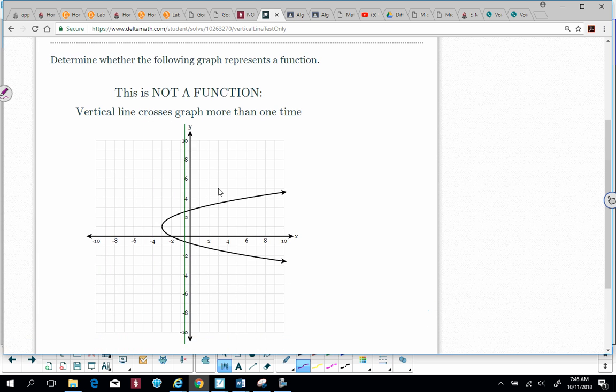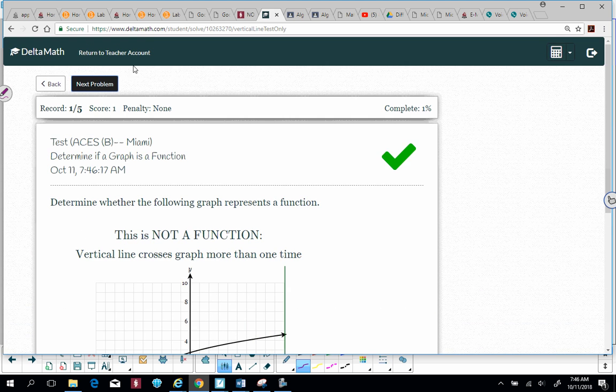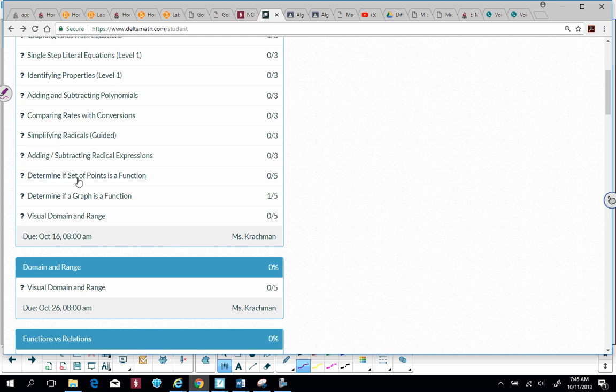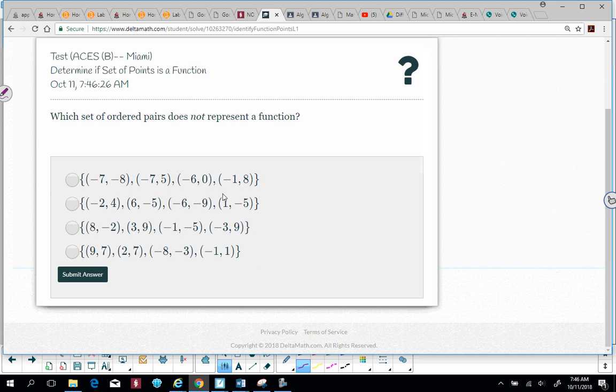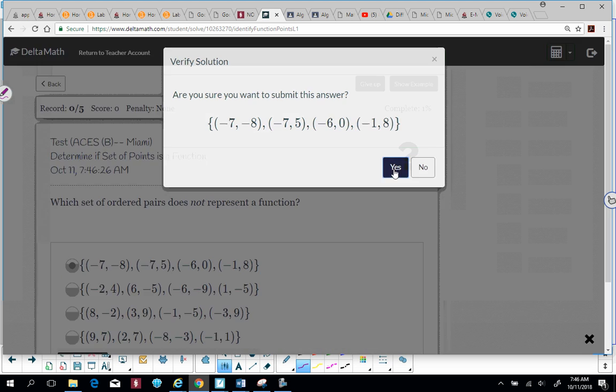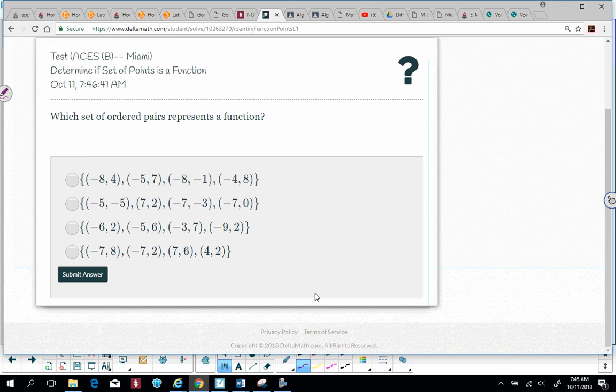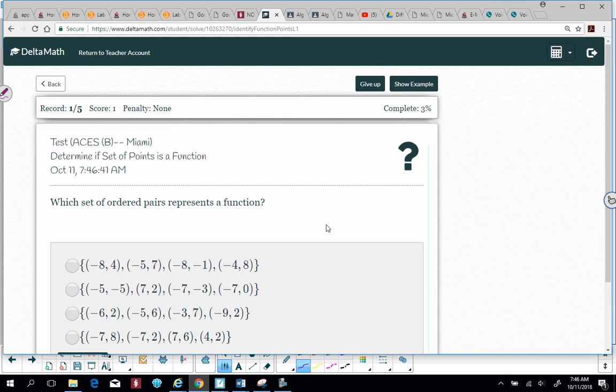And it shows you. The other one just sets a point. So what are you looking at to see if it's not a function? The x. So which one does the x repeat? A, right? See how these -7s repeat? I would know that's my answer. So those are the two that you're going to be doing for Delta Math.